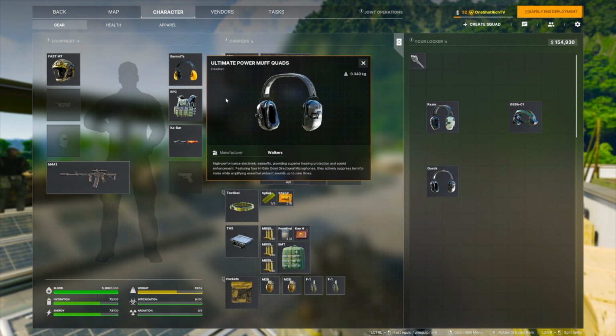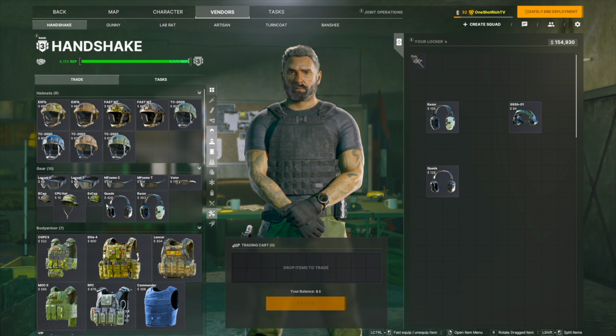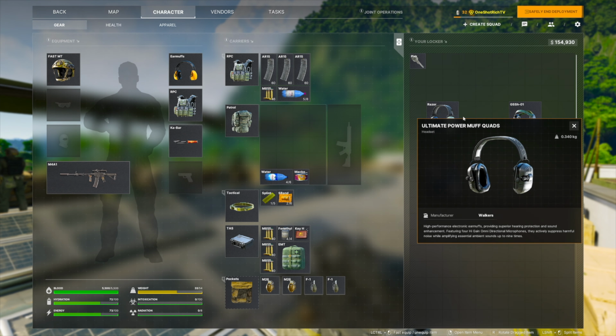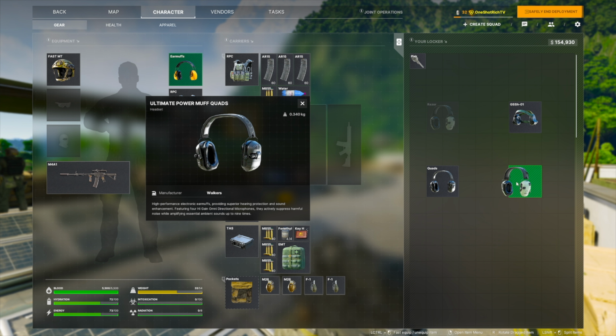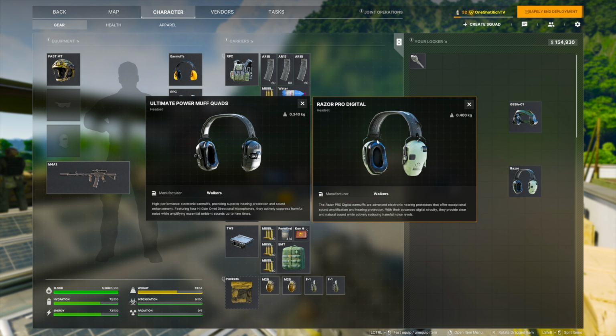So the quads are a pair of earmuffs that are supposed to amplify ambient sounds by 9 times, which is what the description says. However, I don't necessarily feel that being true, and that's why I don't really recommend these. One, they're the more expensive ones you can buy from Handshake Vendor Level 3, and these right here, the quads, I don't think they're worth that price when the Razer is, if you're trying to buy a pair of headsets, in my opinion, going to be better. I feel like the ambient noise is amplified significantly more with the Razer Pro than the Ultimate Power Muff quads. That's, in my opinion, what I think, and I'll let you hear the difference between these two.